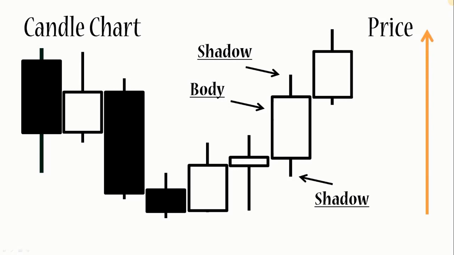The shadows are very easy to understand because they're the same as what we had with a bar chart. The top of the top shadow represents the maximum price or the high price, and the bottom of the bottom shadow represents the minimum price or the low price. The body is a bit trickier than with the bar chart. The bottom of the body can represent either the open price or the close price.